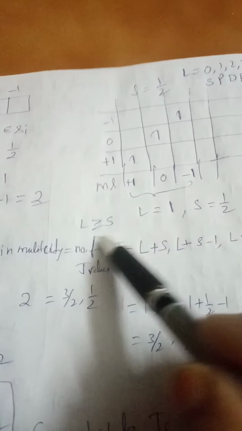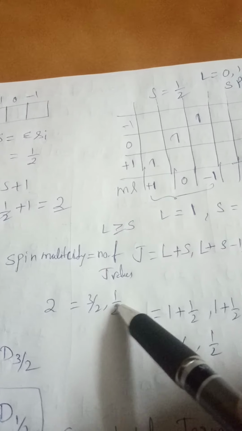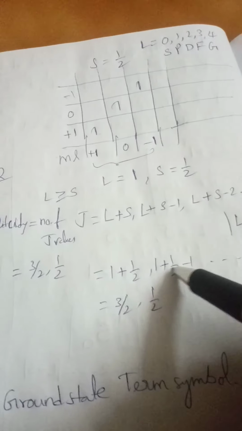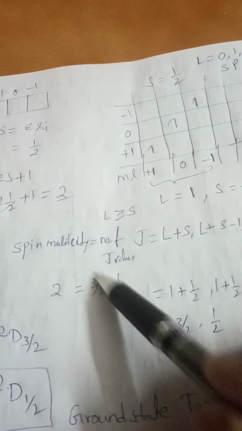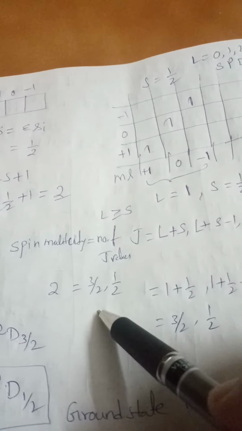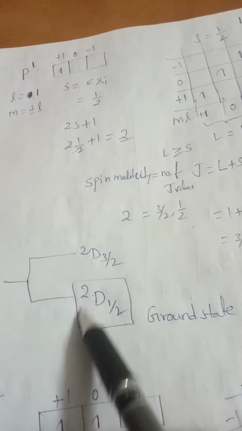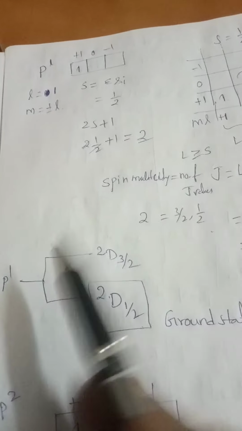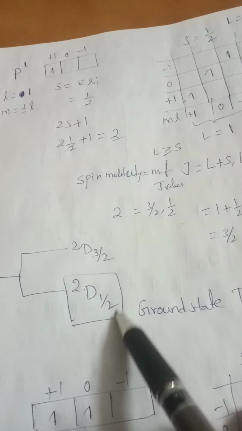Here the L value is greater than or equal to S, so the spin multiplicity is equal to the number of J values: L plus S, down to L minus S, so the least value is 1 by 2. So without confusion, when L is greater than or equal to S, the spin multiplicity is 2, so we get only 2 J values. So we can write p1 as 2P 3 by 2 and 2P 1 by 2. For a configuration below half-filled, the least J value is the ground state.